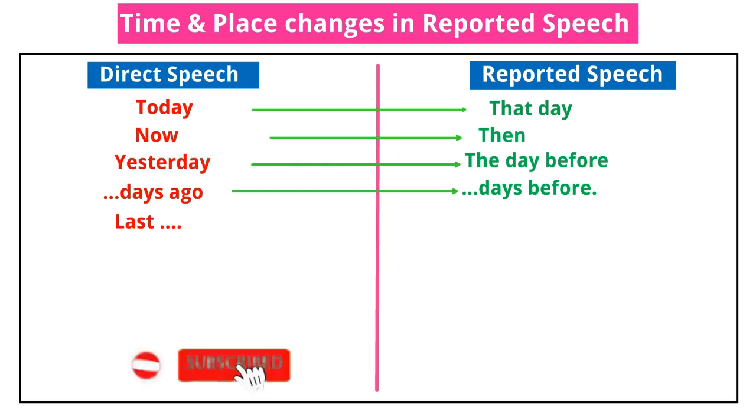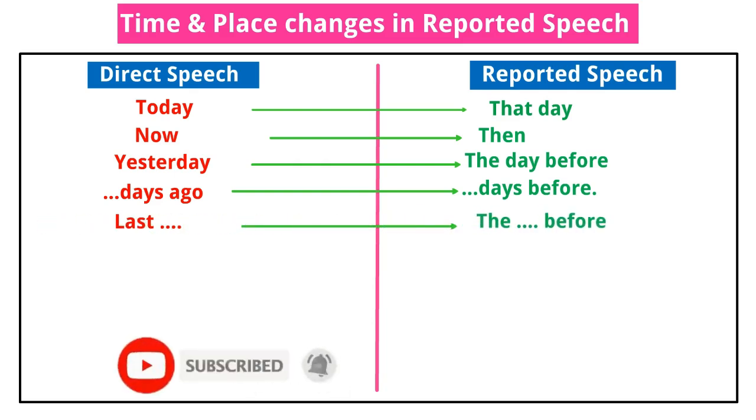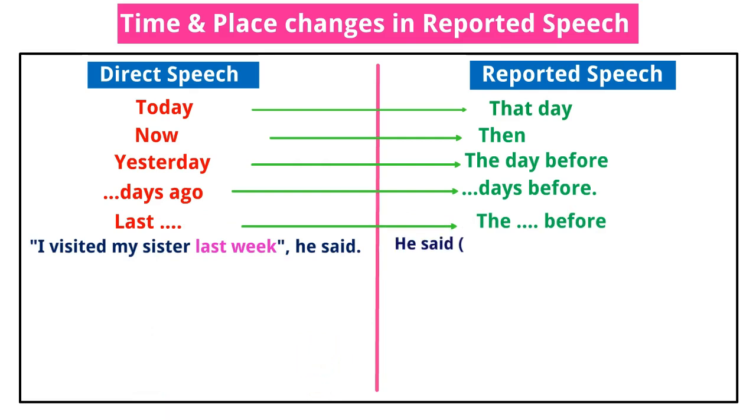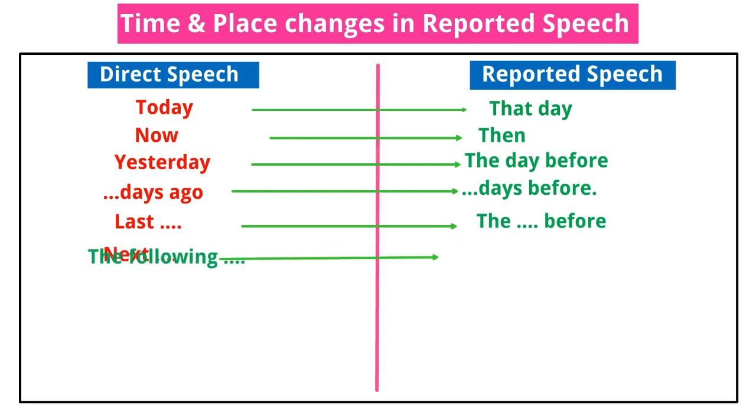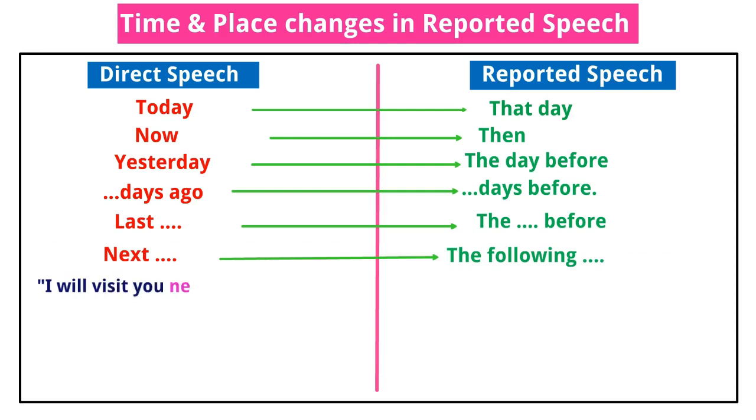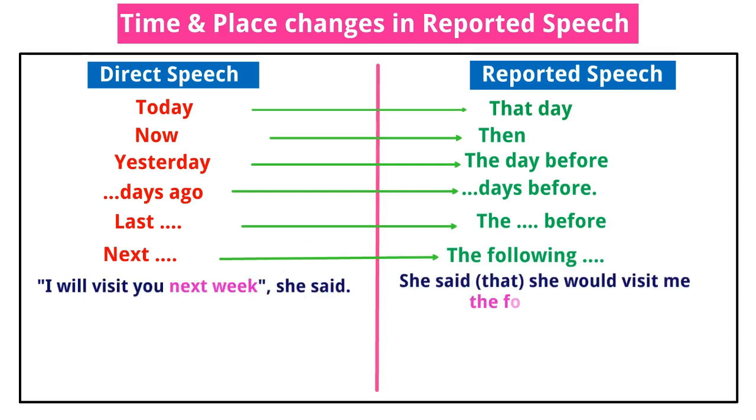Last becomes the before. For example, "I visited my sister last week," he said. Becomes, he said that he had visited his sister the week before. Next becomes the following. For example, "I will visit you next week," she said. She said that she would visit me the following week.